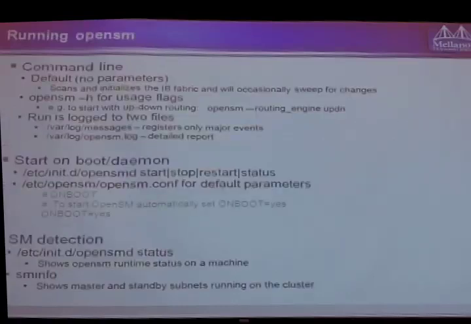Okay. So how do we run OpenSM? There's a few different ways to run it. One is from the command line. It's pretty simple. You just type opensm and hit enter. You can also give it a bunch of different flags. If you run opensm -h, you can see all the flags that you can use. For instance, I'm showing an example here where I change my routing engine to up-down by saying --routing_engine updn. The runs are logged to 2 different files. There's /var/log/messages, which registers only major events, and then there's a detailed log file in opensm.log.